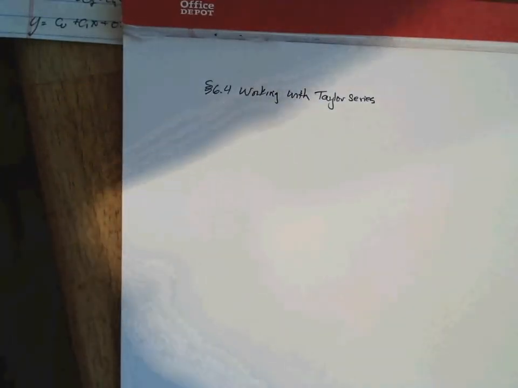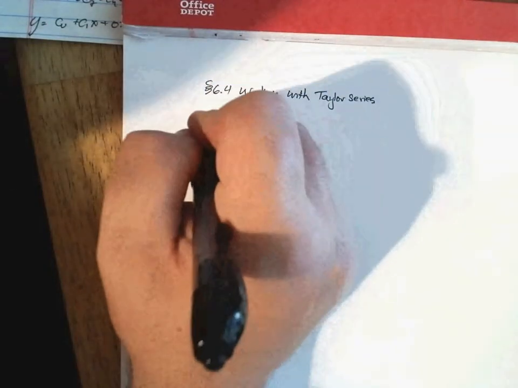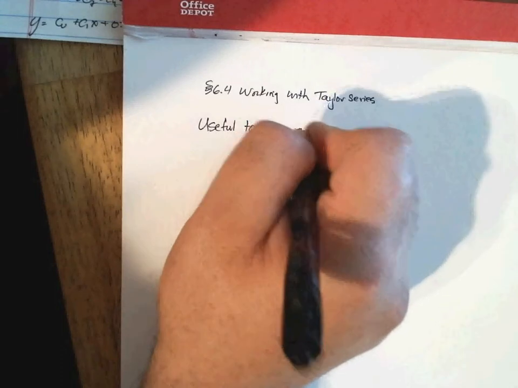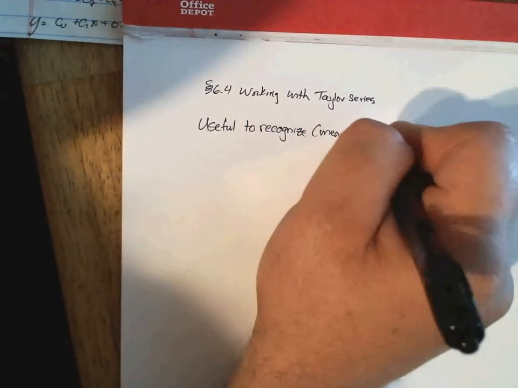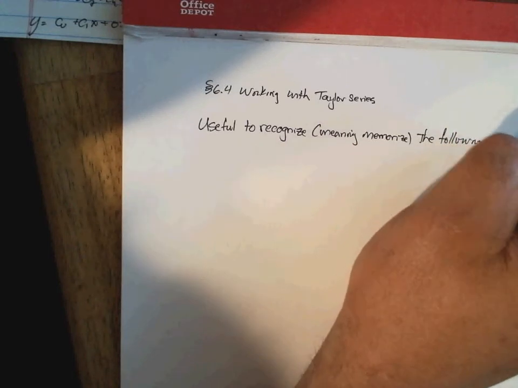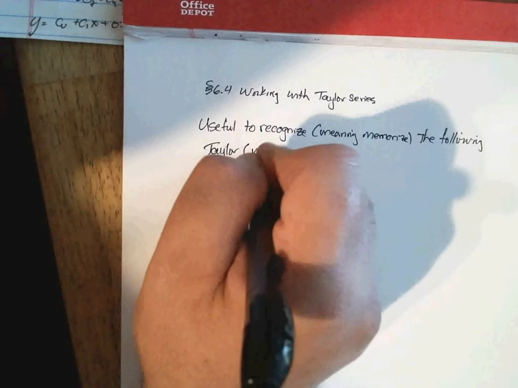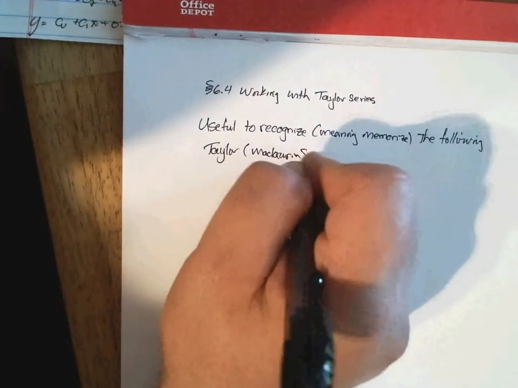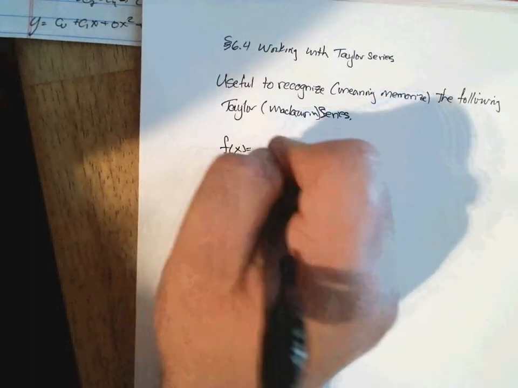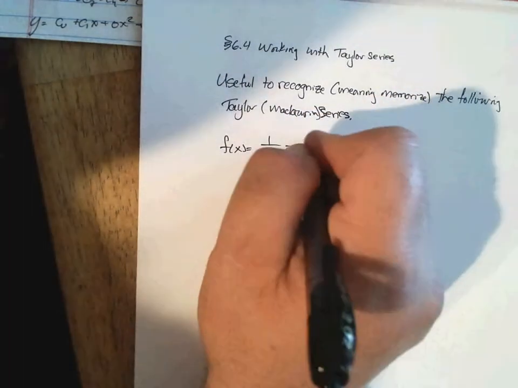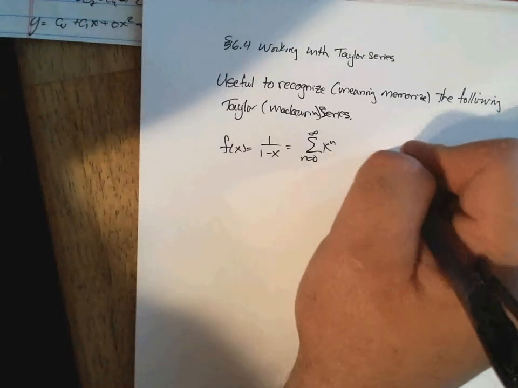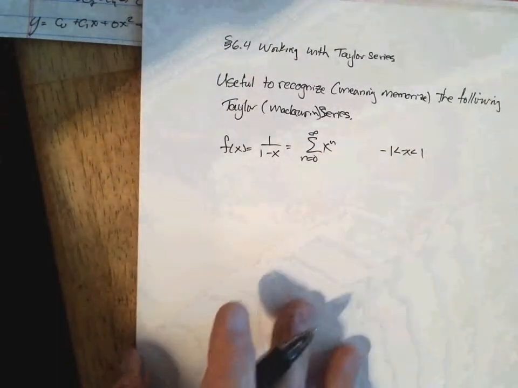And it turns out that one of the things that is beneficial to most people is this. It's useful to recognize, meaning you memorize, the following Taylor series. And they're actually Maclaurin series, but I can use more generally the term Taylor series, and that is this, that if your function is 1 over 1 minus x, this was actually the first power series we looked at, the sum of x to the n, from 0 to infinity, which converges on the interval from negative 1 to 1. Okay, that was simply the geometric series that gave us that.